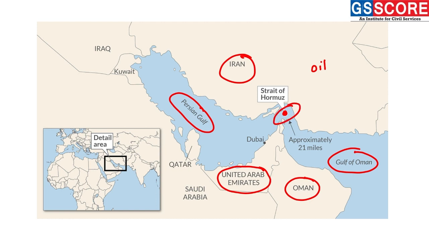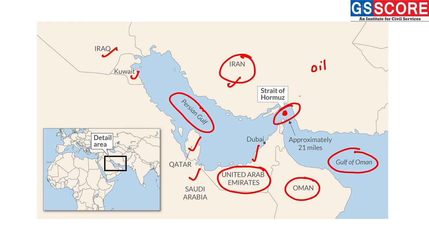And this particular strait is also called the oil path of the world, because countries like Iraq, Iran, Kuwait, Qatar, Saudi Arabia, United Arab Emirates, all these countries are passing their ships through this Strait of Hormuz.